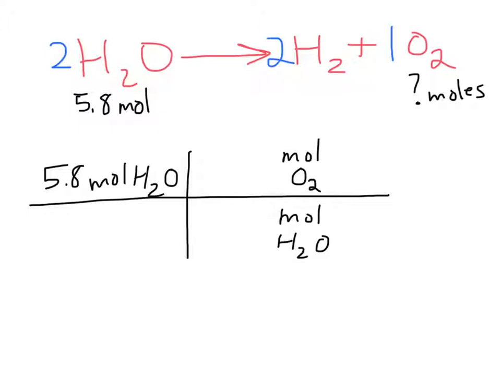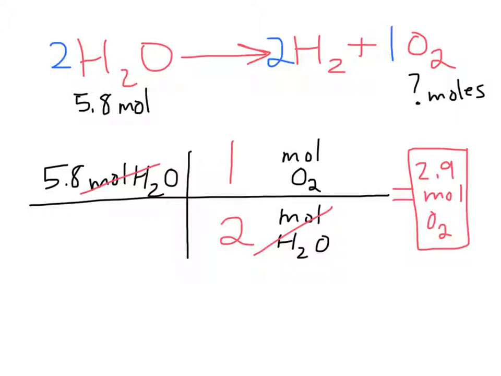Remember, in order to fill in the numbers here, we need to use the balanced equation. So the number going in front of water is going to be the coefficient of water. The number going in front of oxygen is going to be the coefficient of oxygen. Let's go ahead and put those in now. The coefficient of oxygen was 1. The coefficient of water was 2. So this is what our dimensional analysis is going to look like. So essentially 5.8 divided by 2, which is 2.9 moles of oxygen. So there's our final answer for problem A.